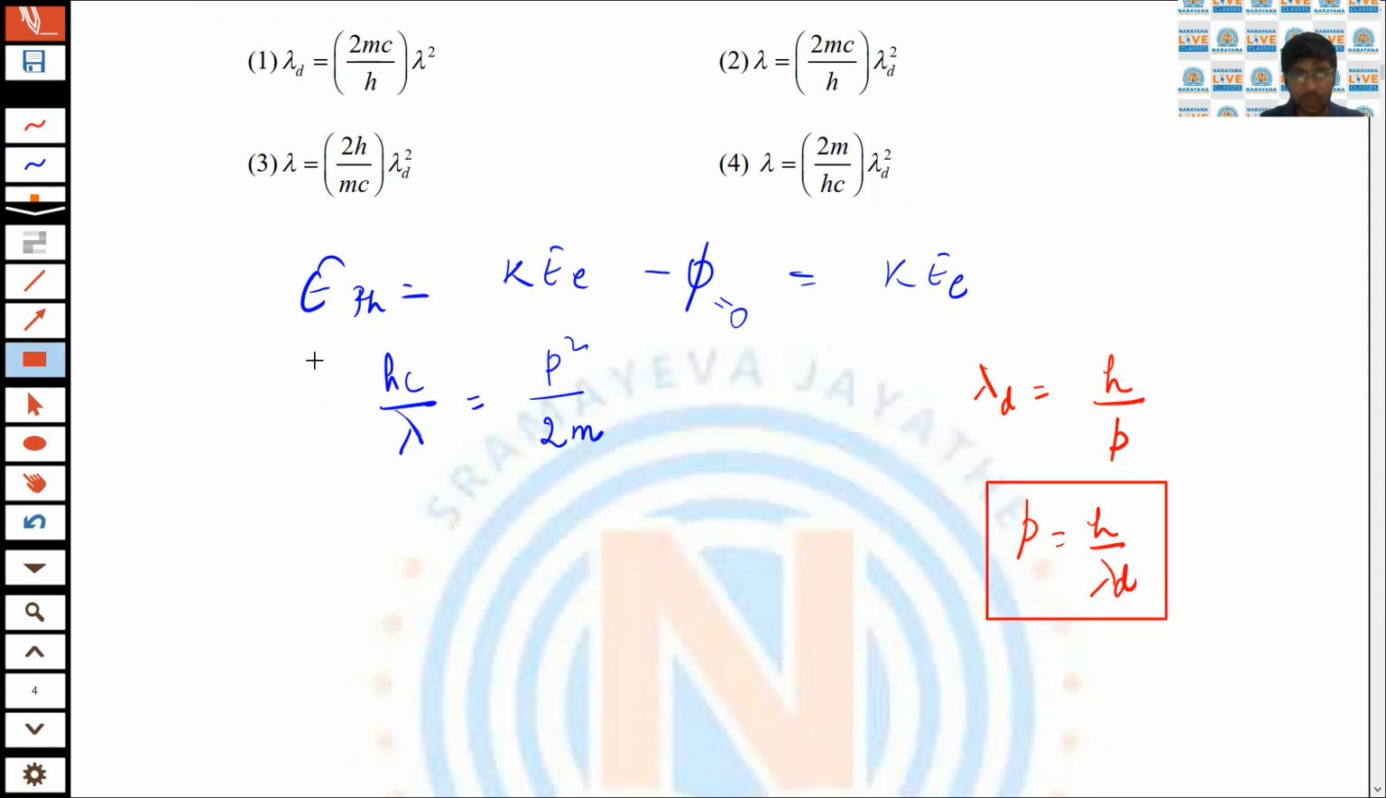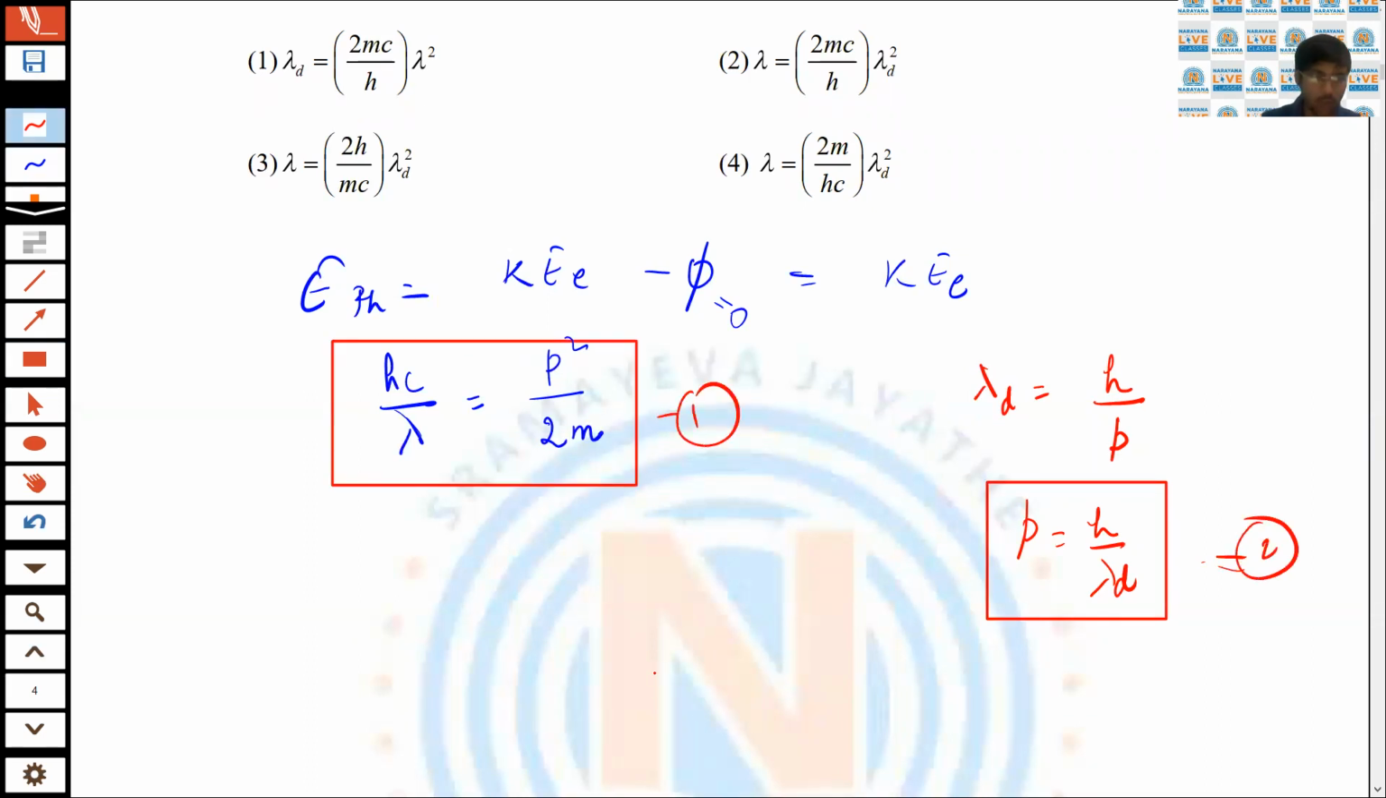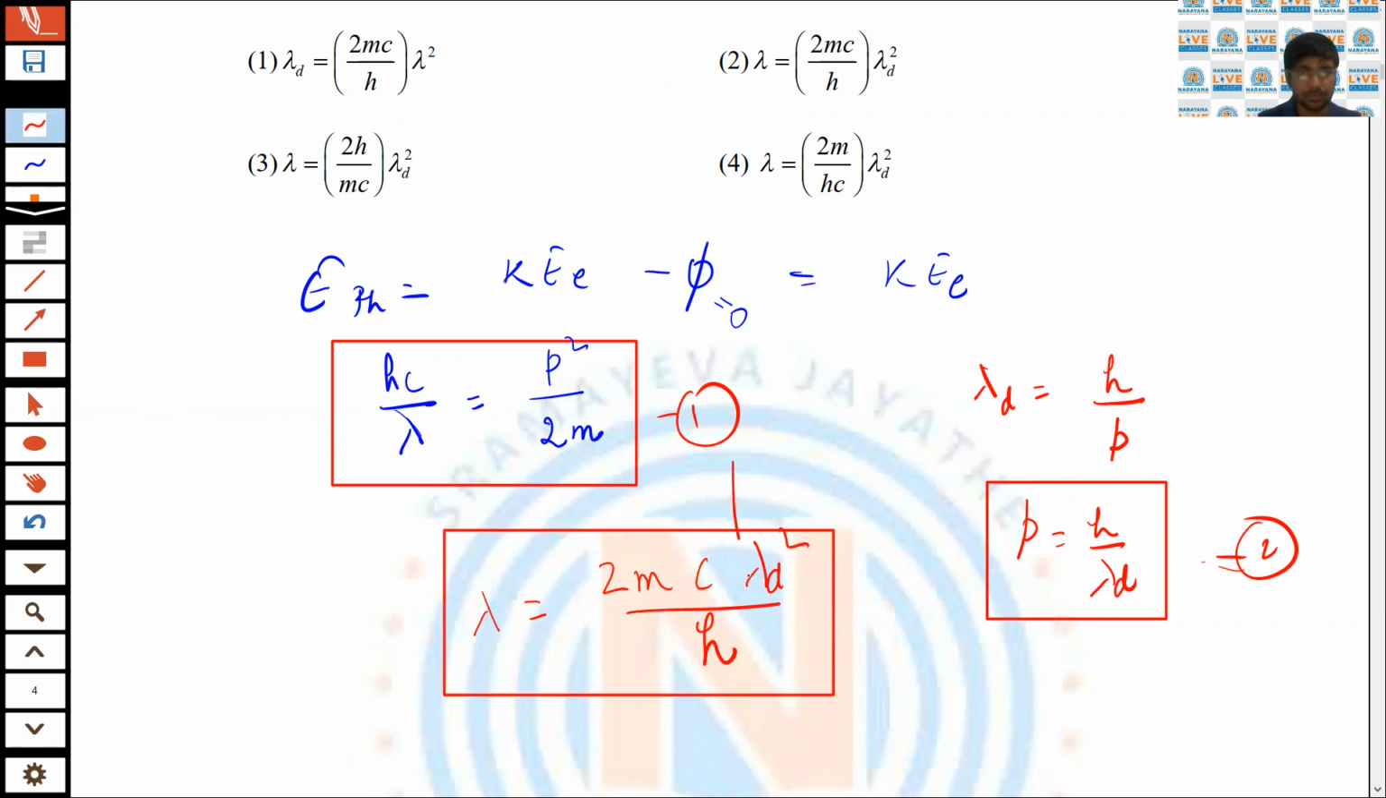So here we get two equations. This is the first equation and this is the second equation. Now we need to solve these two equations, and for solving this, instead of p, we should write h by lambda d in this equation. Solving this, we will get lambda is equal to 2 mc lambda d square divided by h, and this is our answer. So from here we can conclude that the second option is the correct option.